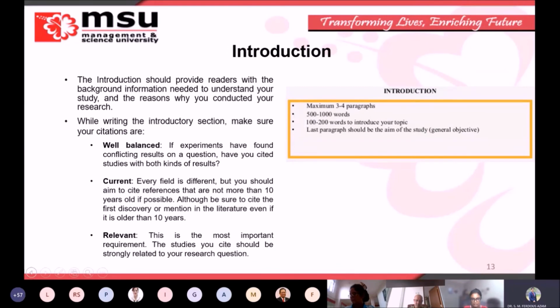Again, I repeat, maximum 3 to 4 paragraphs, not more than 1,000 words. Only the first 100 to 200 words you can write to introduce the topic, which is called the background of the study. But it should be followed by the problem statements, and the last paragraph should be the general objective and aim.